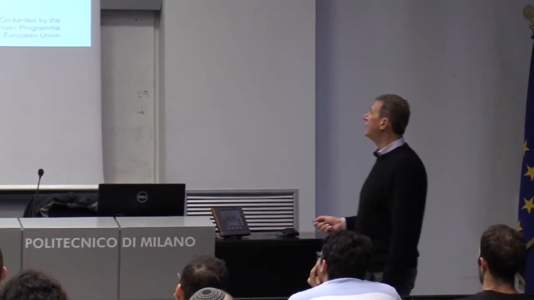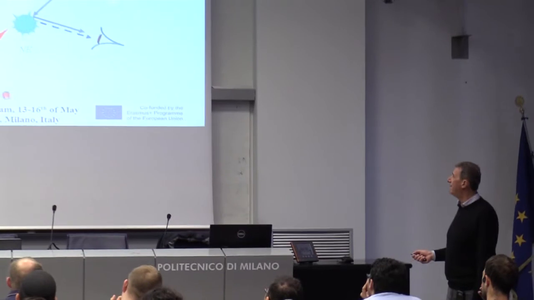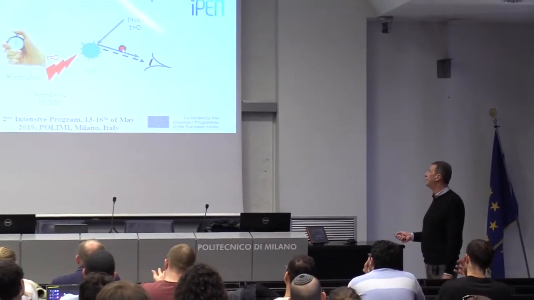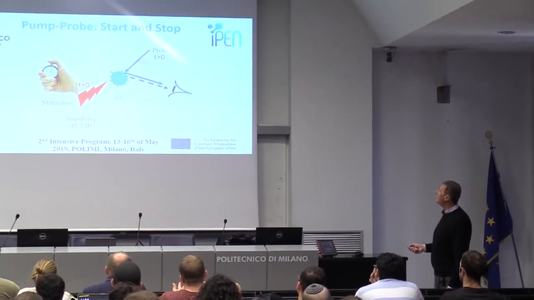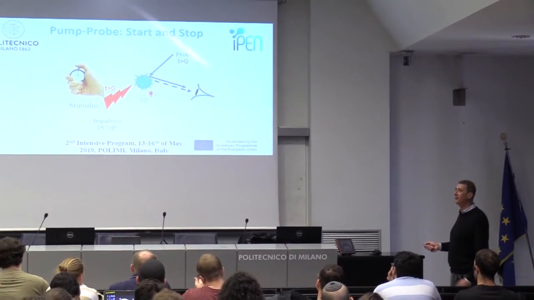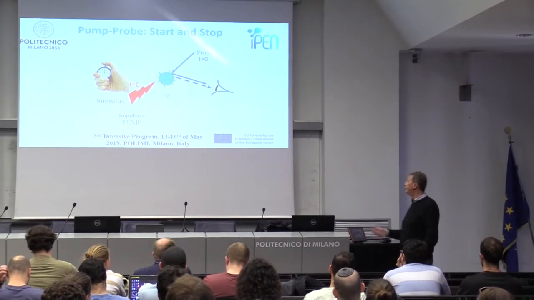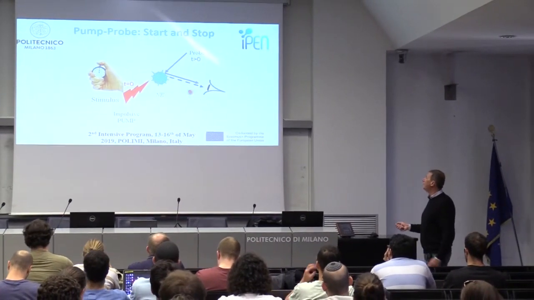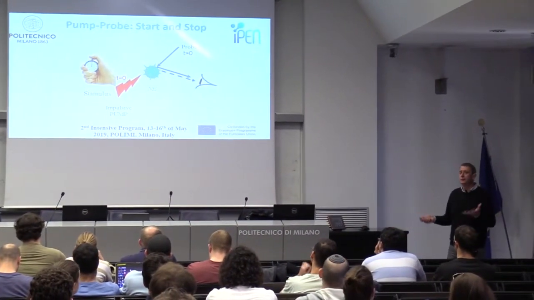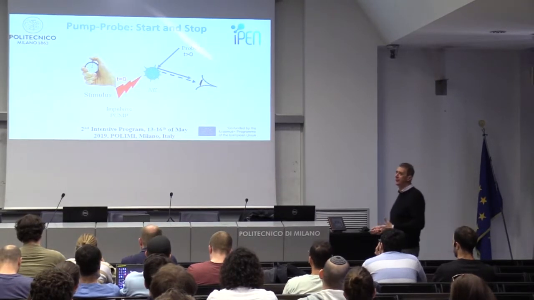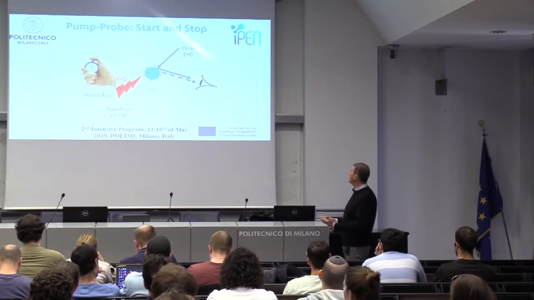So the stimulus, which for us is the pump, what we call the pump pulse, which will be optical, is the one that makes a non-equilibrium state of the system. And this is a collective state. Then there is the probe. The probe is anything that you use in order to interrogate the excited state. So that's the idea of the experiment.